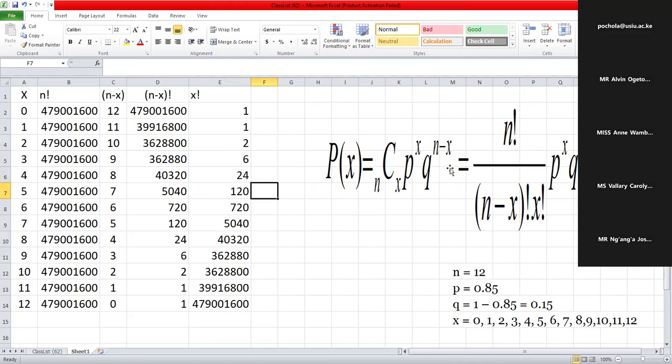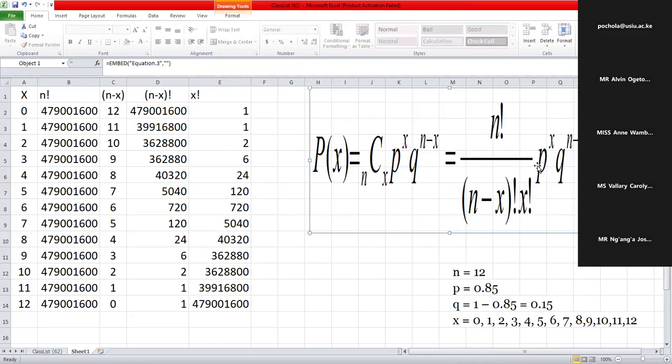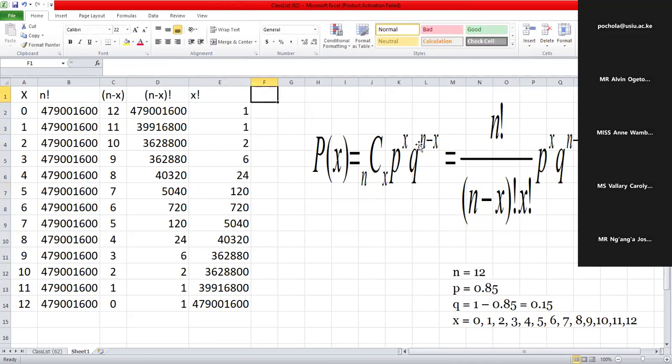So we are done with these ones. Now we go to here. P power x. Please write here P raised to power x. Since I don't have that notation, I just write it the normal way using Excel. P raised to the power of x. You write it this way. We know what P is. P here is 0.85.